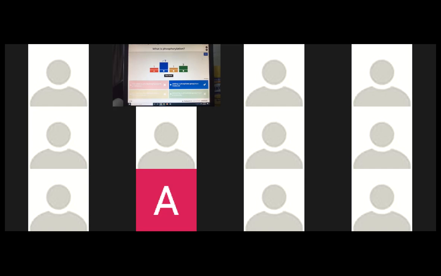So there's phosphorylation and hydrolysis. Phosphorylation is adding a phosphate group. Hydrolysis is chopping a phosphate group off or removing it. Lysis means to split, so you can think of it that way. You're splitting a molecule that has a phosphate group on it to get rid of one. So phosphorylation and hydrolysis are the opposite of each other.